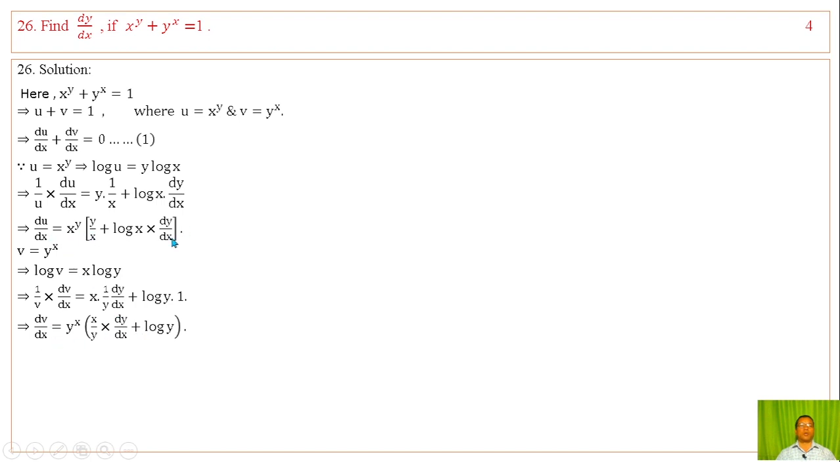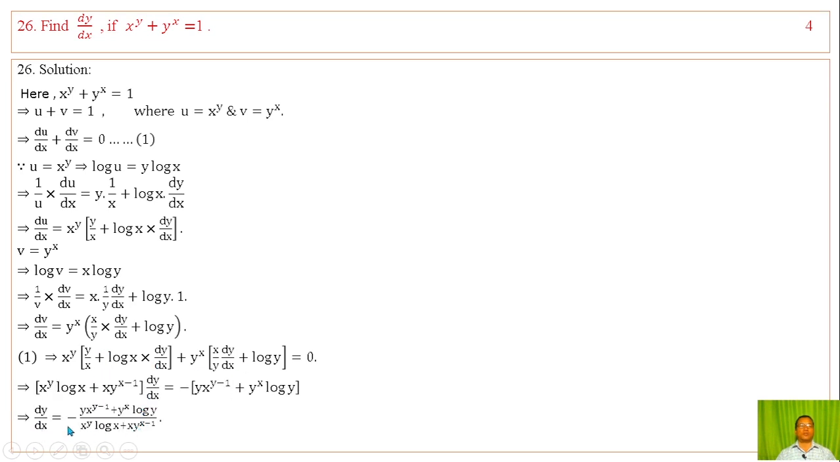du by dx is found out, dv by dx is also found out. Putting the values of du by dx and dv by dx in the above equation, we have this, from which we have to solve dy by dx. dy by dx solved, we have this. Hence dy by dx is found out.